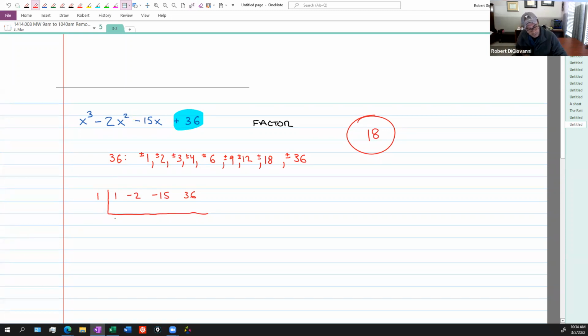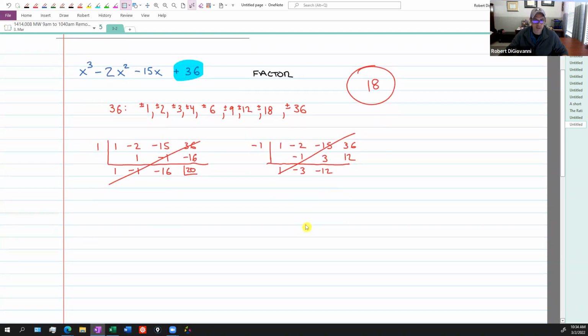And let's go. I'll do one of them here. 1 times 1 is 1, -1, that's -16, and that's -16. Nope, it's not happening there. Let me go to -1. So 1 comes down, -1, it's -3, that's going to be 3, that's going to be -12, and that's not working.